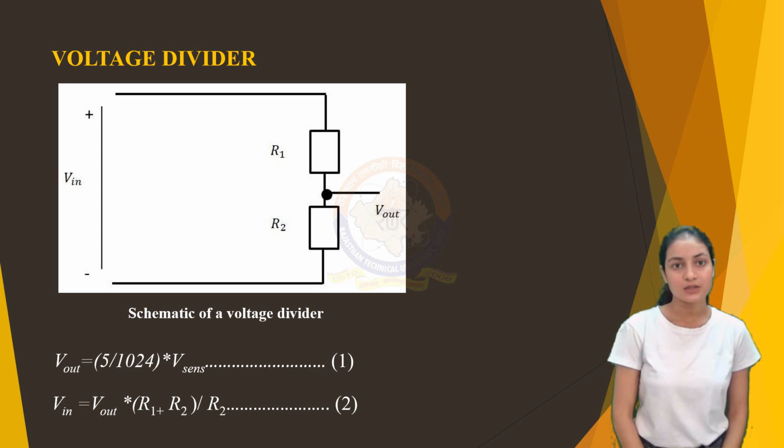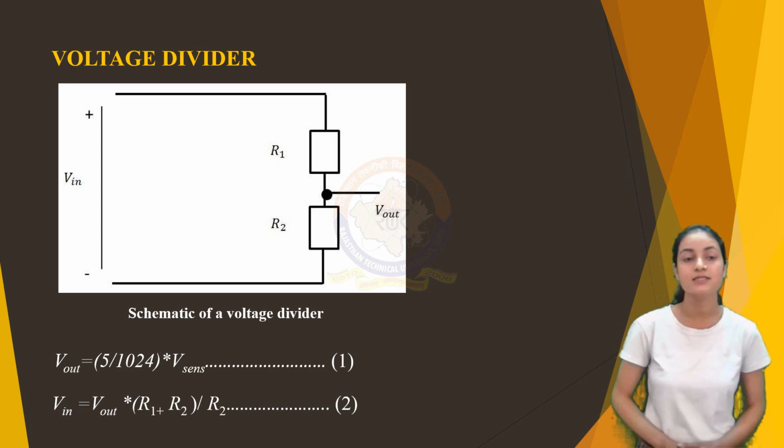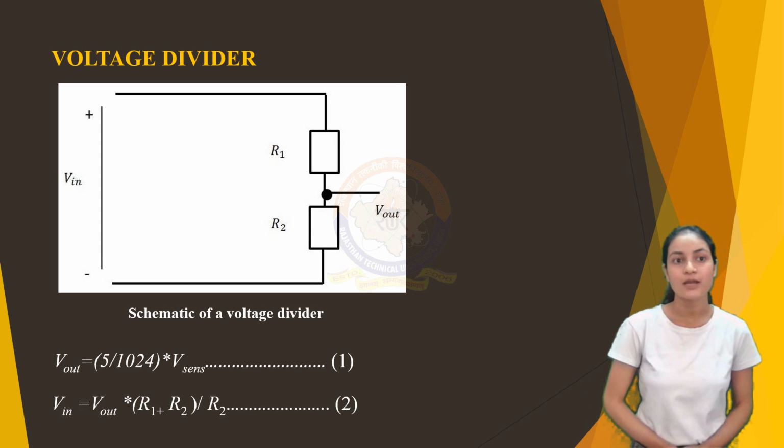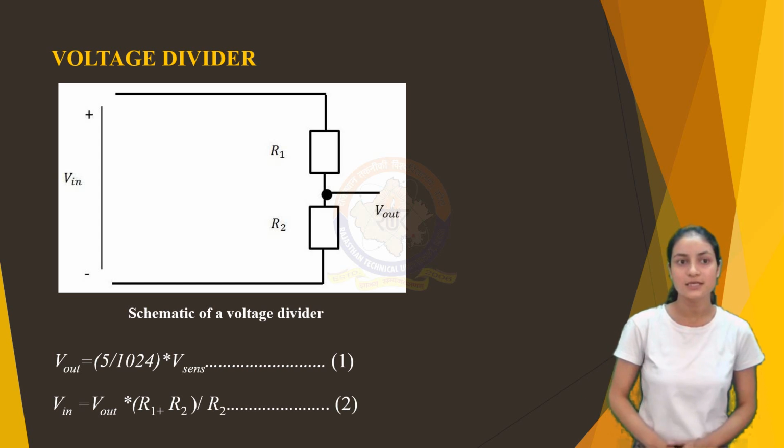The voltage is then calculated with the formula shown here, that is V output equals 5 by 1024 into V sensor.